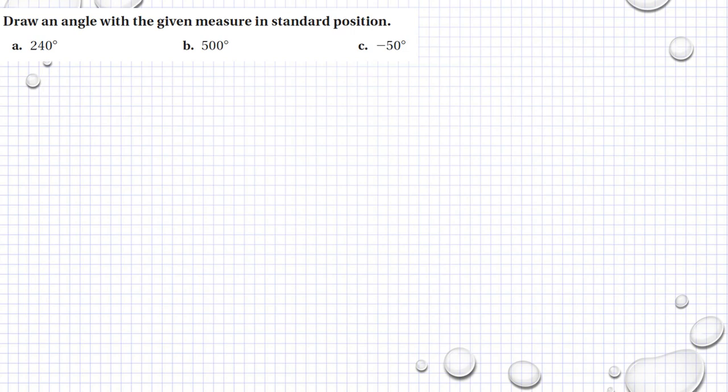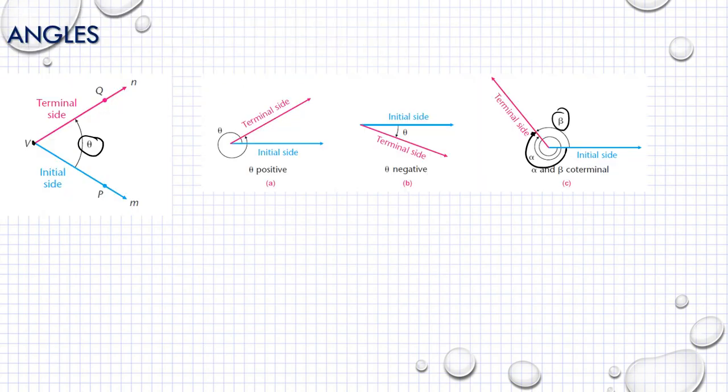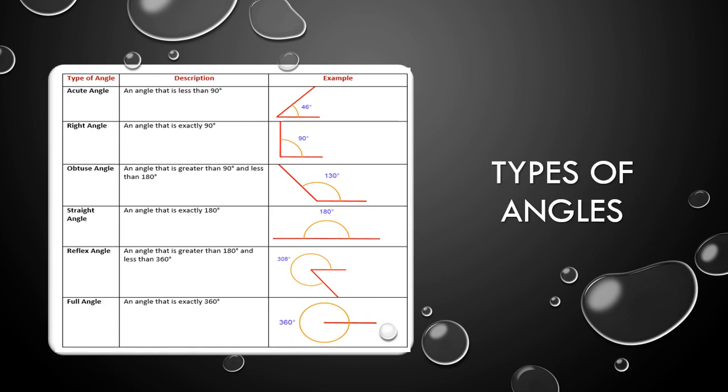And we have some examples here. Draw an angle with the given measure in standard position. So we have 240. And we know that 240 is more than 180. I think I will discuss first, there are different angles that we know. I think it's better to discuss this first. We have acute angle that is less than 90. And then we have right angle that is exactly 90. And the obtuse angle that is more than 90. And then we have the straight angle that is 180.